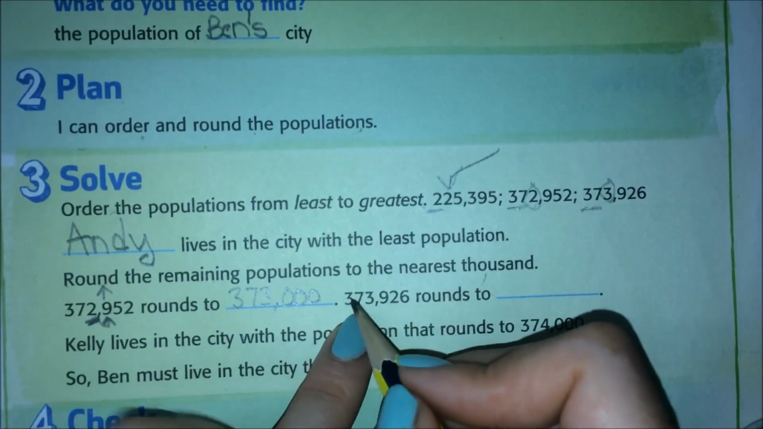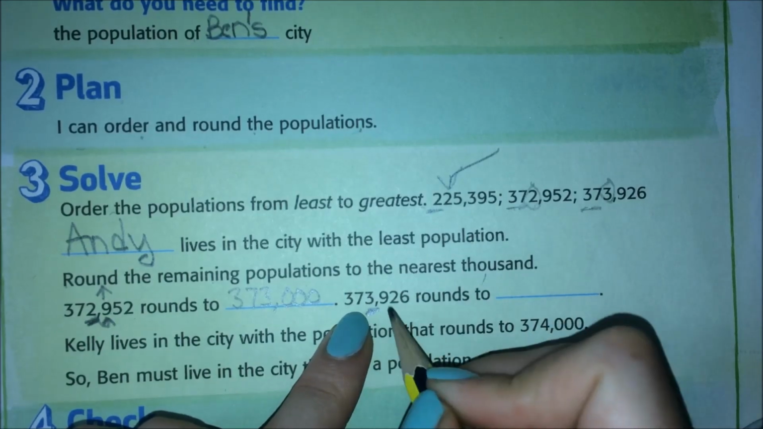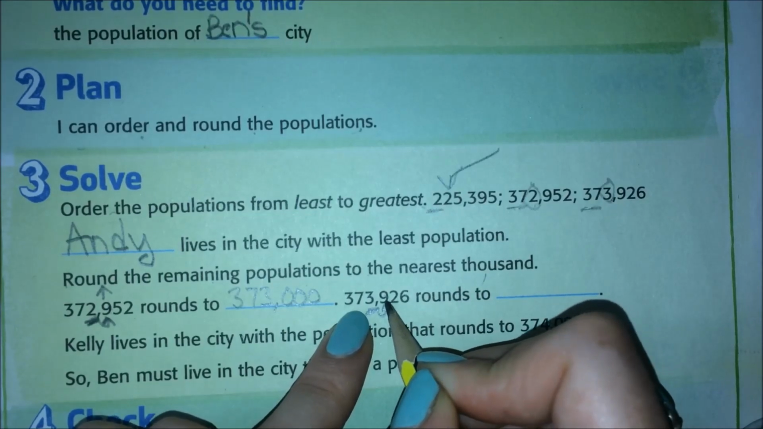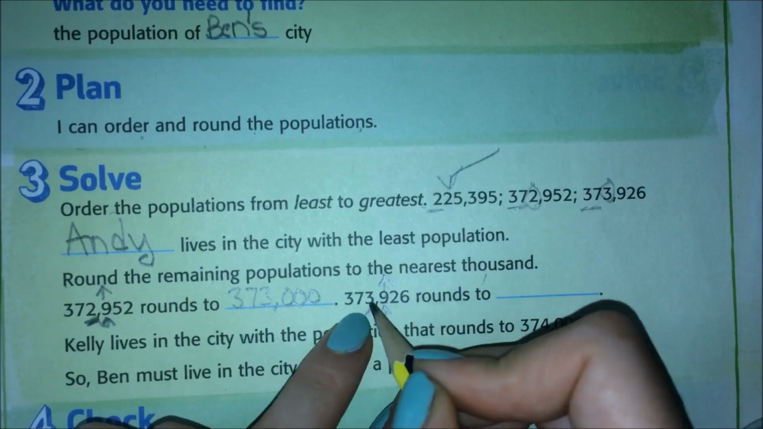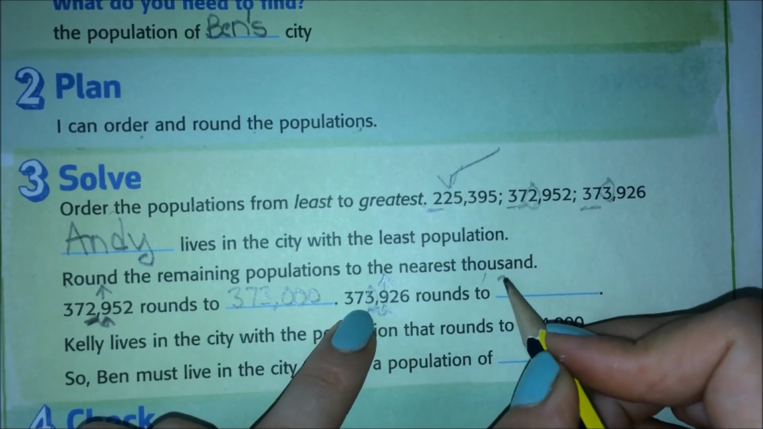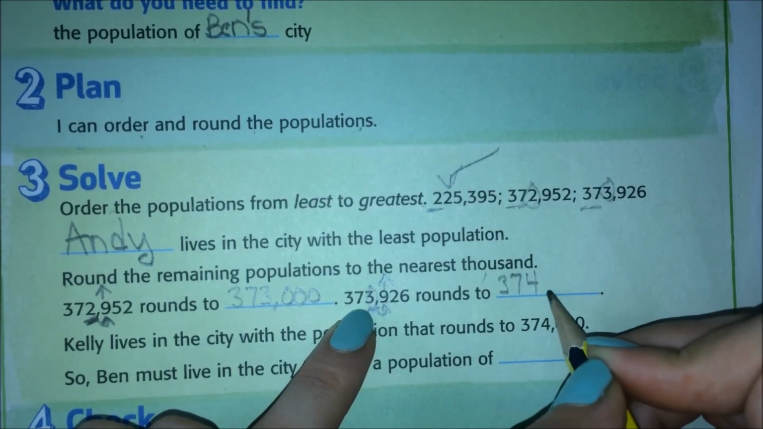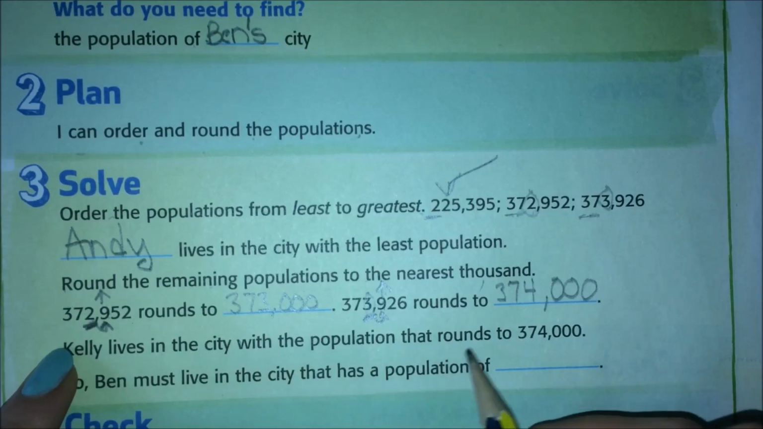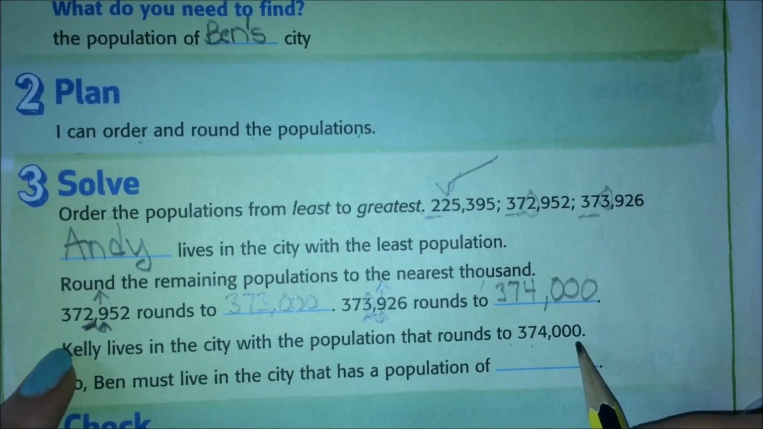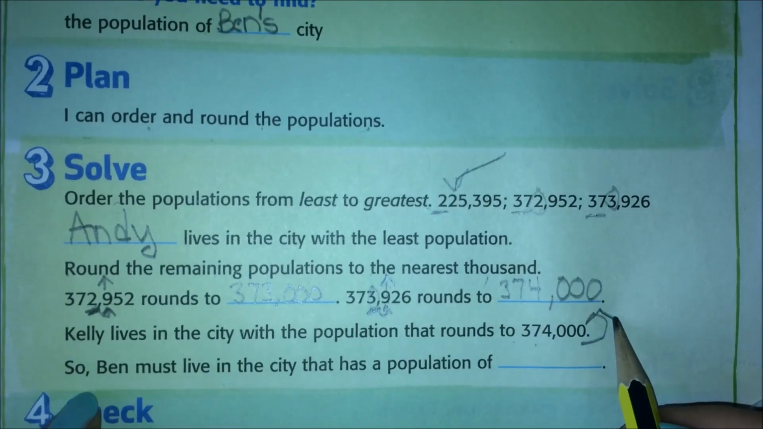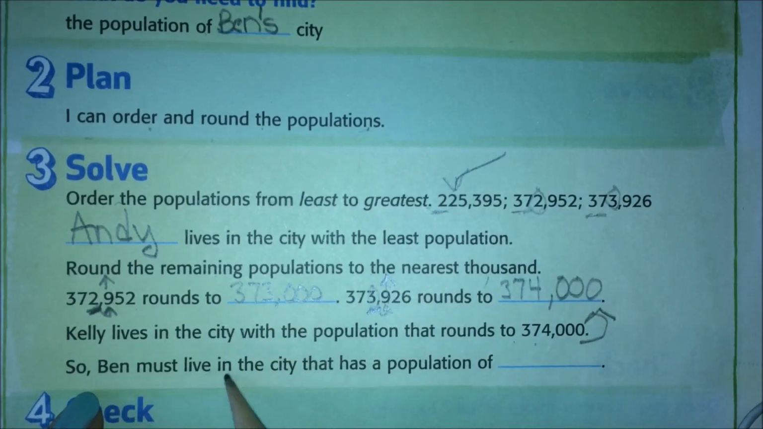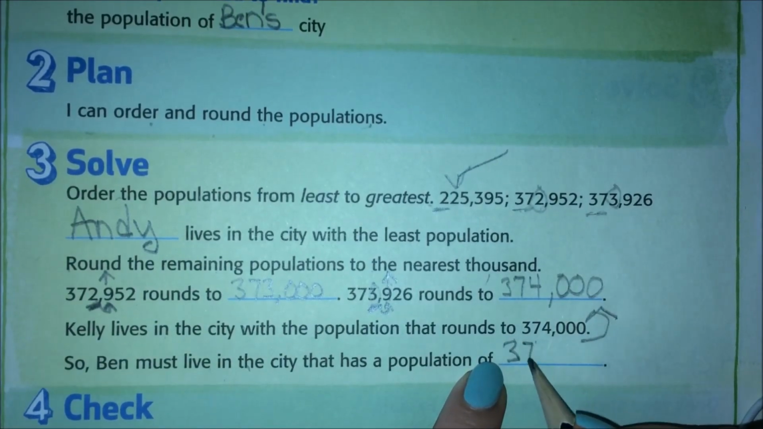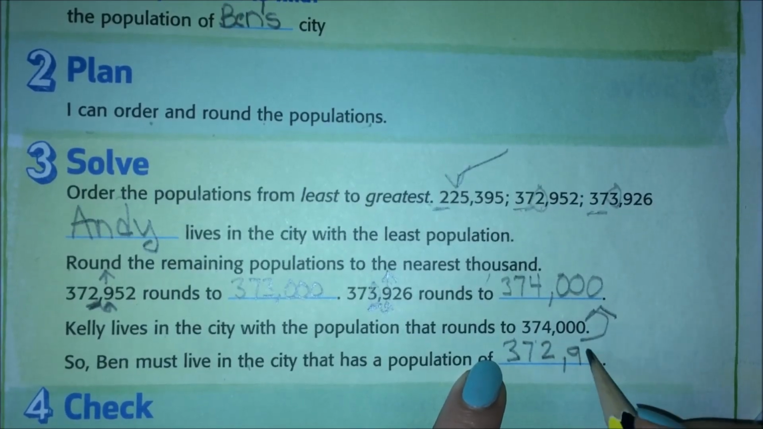And looking at the next one, we're rounding to the thousands place, so underline the 1,000. Look at the next digit. 5 and up, push it up. 4 below, sink it low. So 9, push it up, which is going to turn this one into a 4. So 374,000. Okay, Kelly lives in the city with a population that rounds to 374,000. So that's this one. So we only have one number left. So Ben must live in the city that has a population of 372,952.